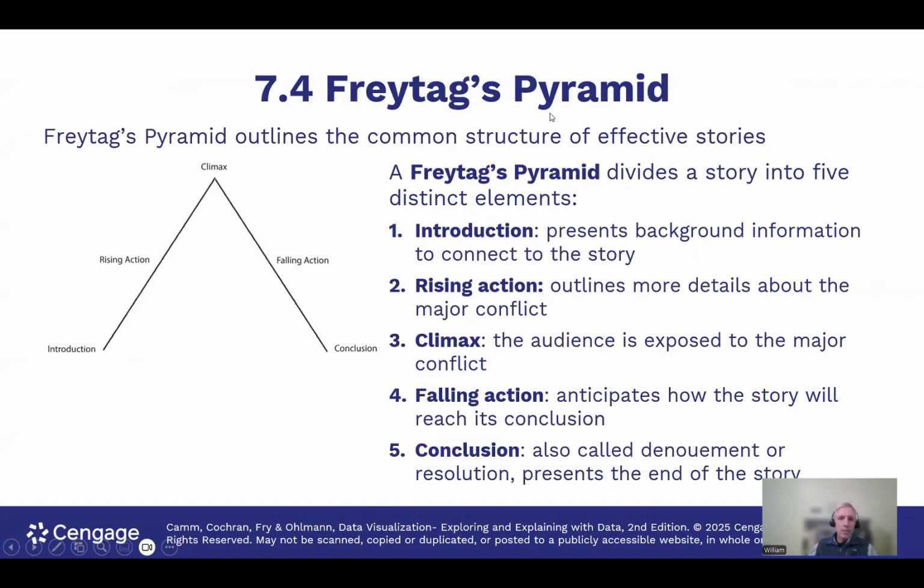Another approach is Freytag's pyramid, which outlines the common structure of a story. You have an introduction, which presents background information. You have rising action, where tension rises through these actions. It reaches a peak where the audience is exposed to the major conflict. Then you have falling action, which anticipates how the story is going to end, and then a conclusion, sometimes called a denouement or a resolution. It presents the end of the story.